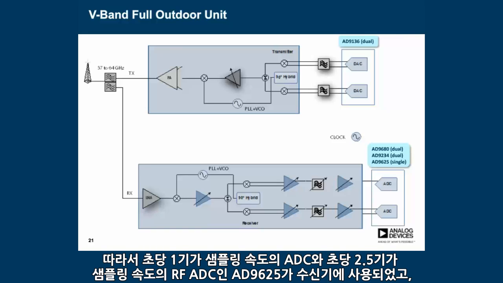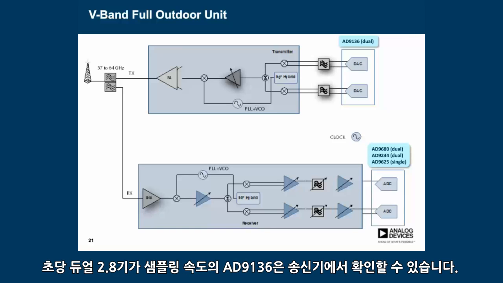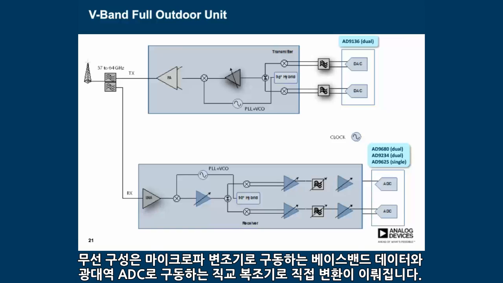Therefore, a selection of 1 gigasample per second ADCs and the AD9625 2.5 gigasample per second RF ADC are shown for the receiver, with the dual 2.8 gigasample per second AD9136 shown for the transmitter. The radio configuration is direct conversion, with baseband data driving the microwave modulator and the quadrature demodulator driving into the wideband ADCs.